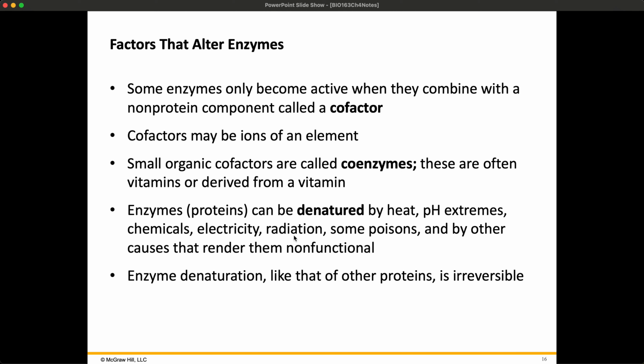Chemicals, electricity, radiation, poisons, as well as other causes can render them non-functional. So there are a range of factors, host factors, that can cause enzymes to not function properly.